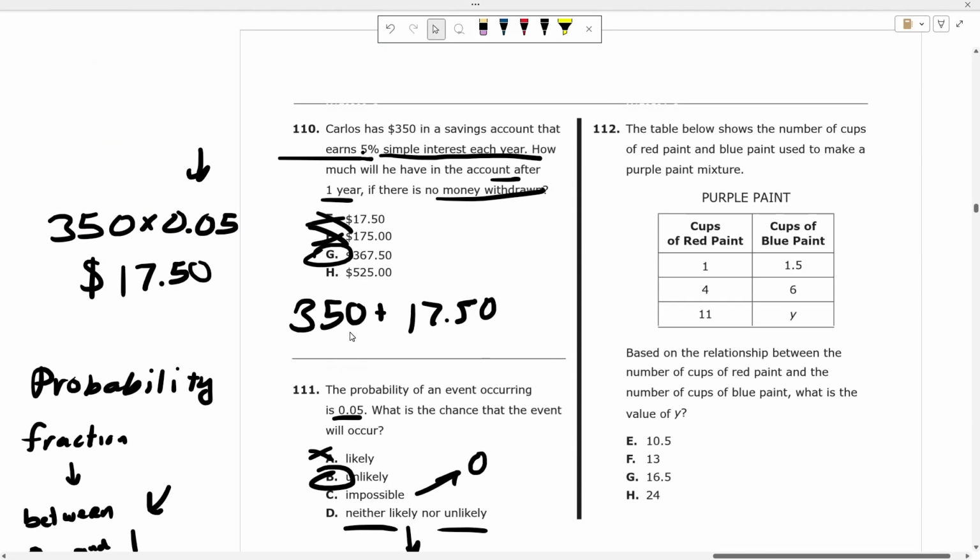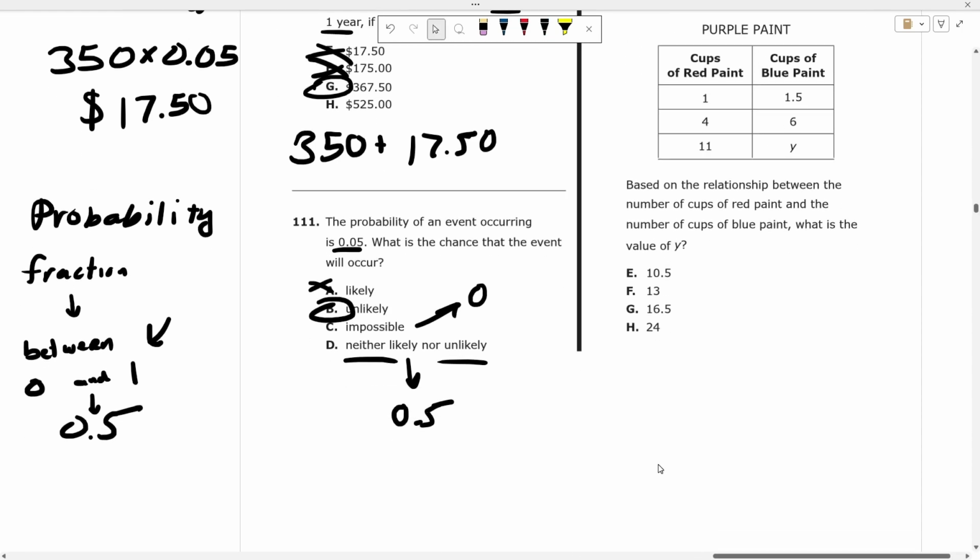Number 12 says that the table below shows the number of cups of red paint and blue paint used to mix a purple paint mixture. Based on the relationship between the number of cups of red paint and the number of cups of blue paint, what is the value of y? So there's some sort of relationship between red and blue over here. Whatever you increase red by, you're also going to increase blue by. So all you have to do is find that value here, right?